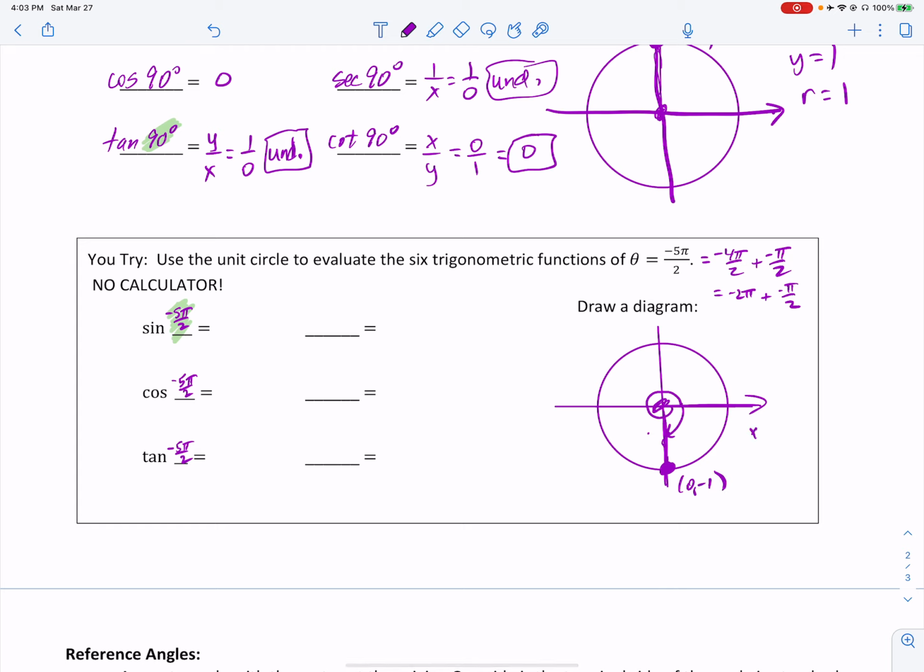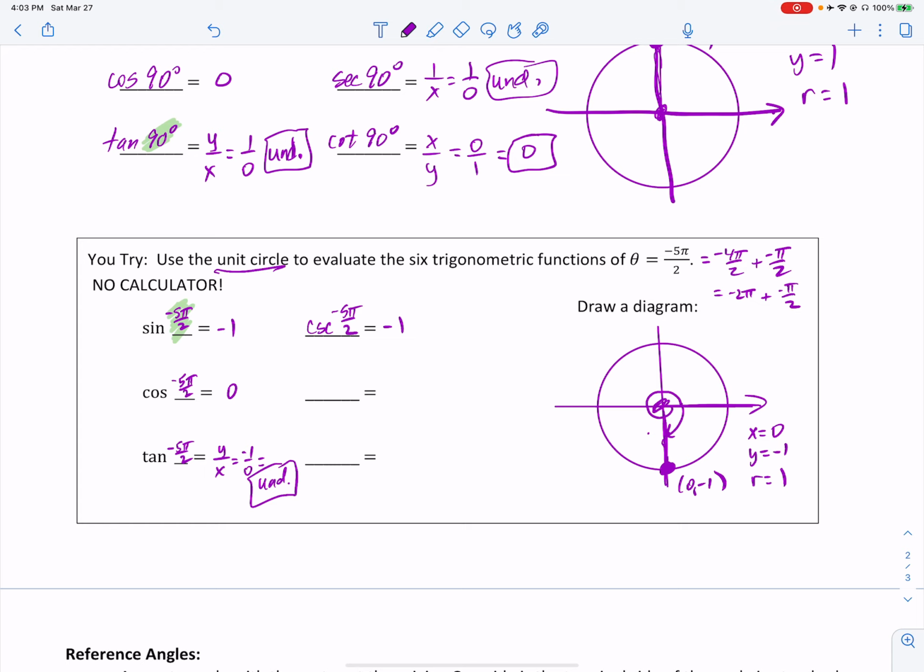So my x is 0, my y is negative 1, and my radius is 1 because we're on the unit circle. Again, to evaluate these quadrantal angles, we're going to use the unit circle where the radius is 1. So sine of negative 5 pi halves is just the y value, which is negative 1. Cosine is the x value, which is 0. And tangent is y over x, which is negative 1 over 0, and it is undefined again. The reciprocal of sine is cosecant of negative 5 pi halves.